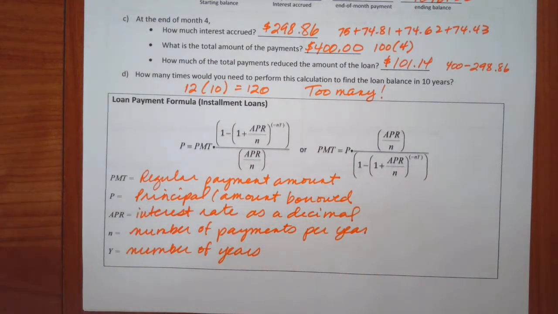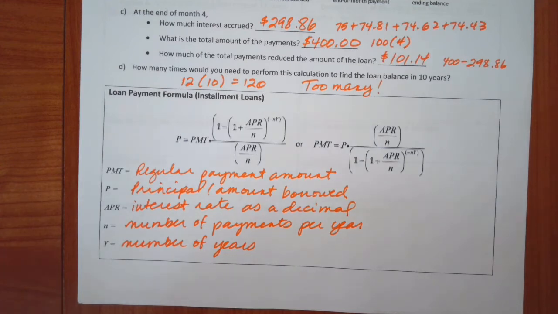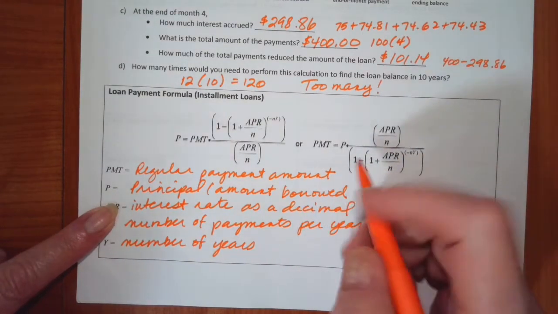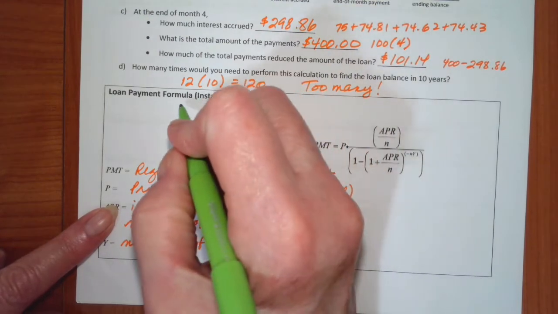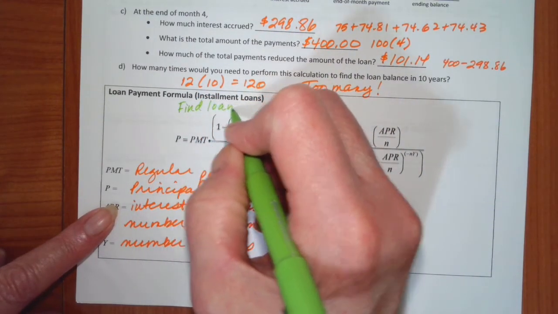Okay, now just like the savings, we could either find how much we needed to put in every month to get a balance, or if we had a balance, how much the payment would be. We can do the exact same thing here. So notice this first one here is solved for P, which means we want to use this formula if we want to find the loan amount.